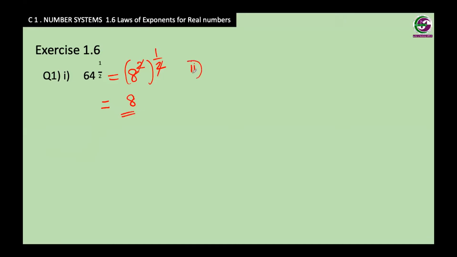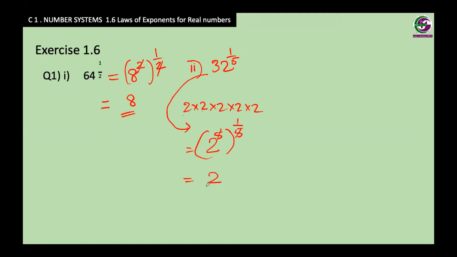Second one, 32 power 1 by 5. You know 32 can be written as 2 times 2 times 2 times 2 times 2, 5 times, which is 2 times 2 is 4, 4 times 2 is 8, 8 times 2 is 16, and 16 times 2 is 32. So we can rewrite this in the form of 2 power 5, and outside we have 1 by 5. These two get cancelled, and so you get the answer 2.